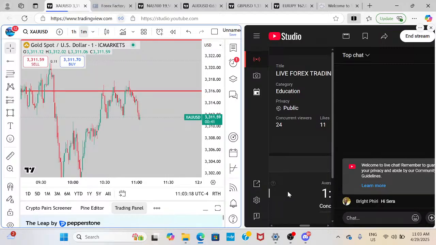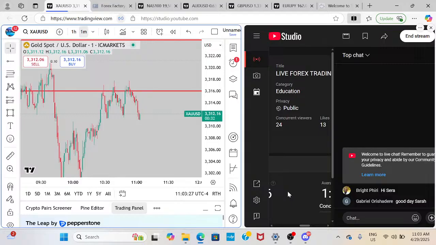How many people took the gold sell that just happened this morning? How many of you guys took the gold sell?